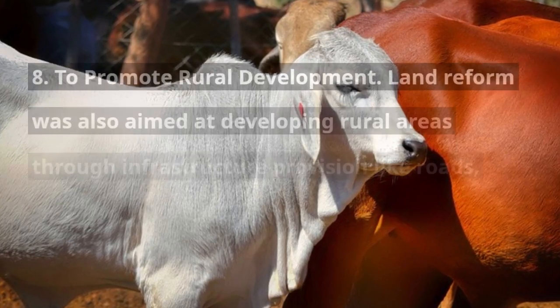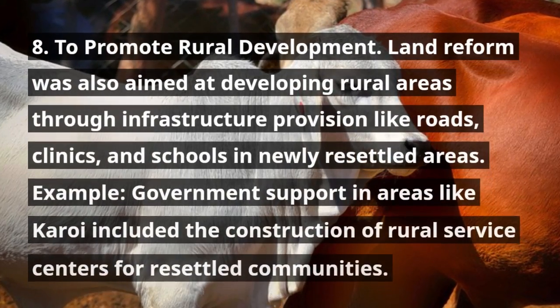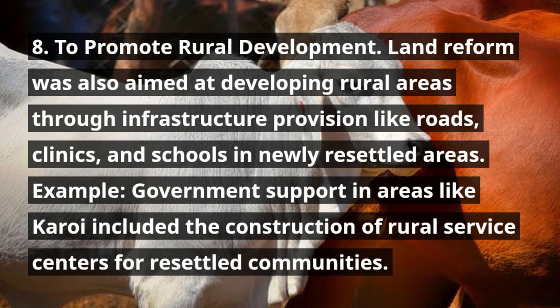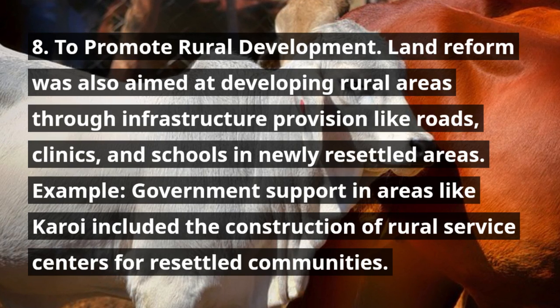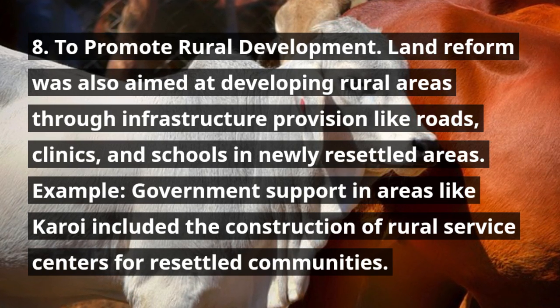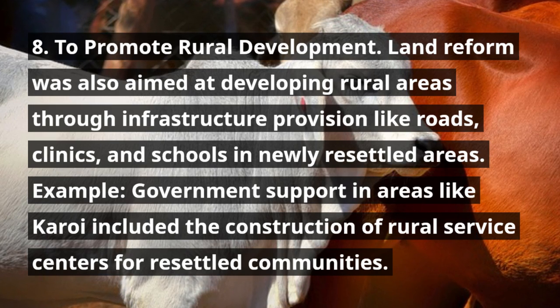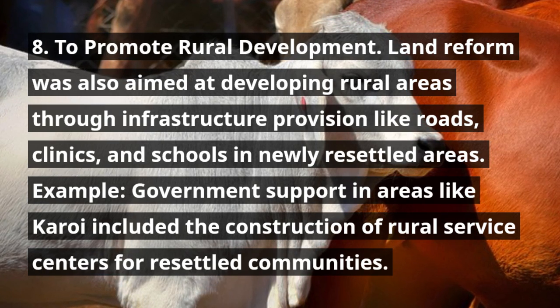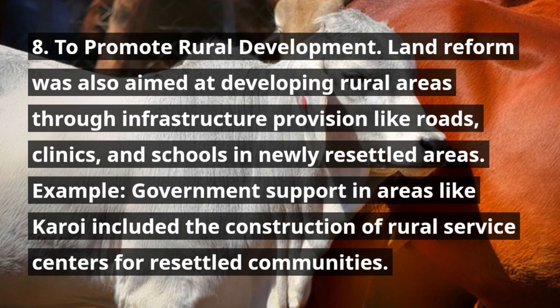8. To promote rural development. Land reform was also aimed at developing rural areas through infrastructure provision like roads, clinics, and schools in newly resettled areas. Example: government support in areas like Karoi included the construction of rural service centers for resettled communities.